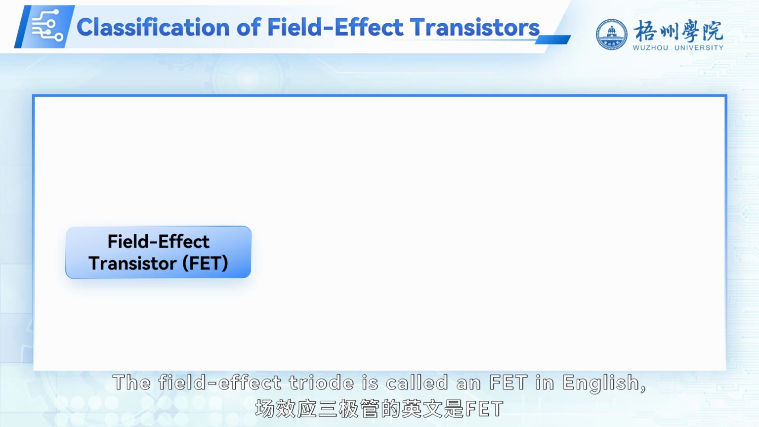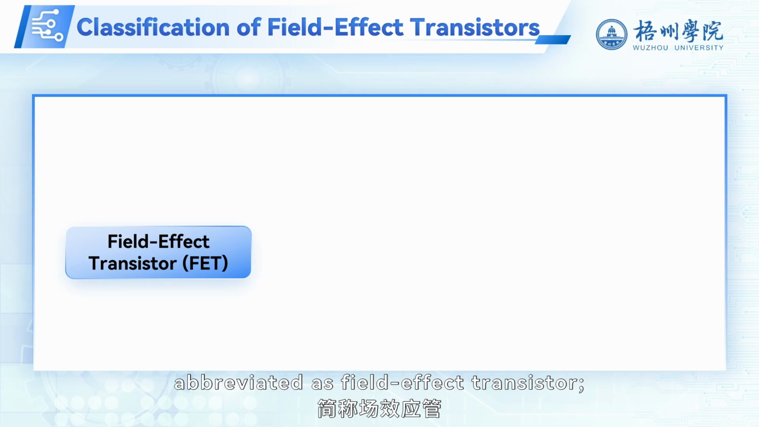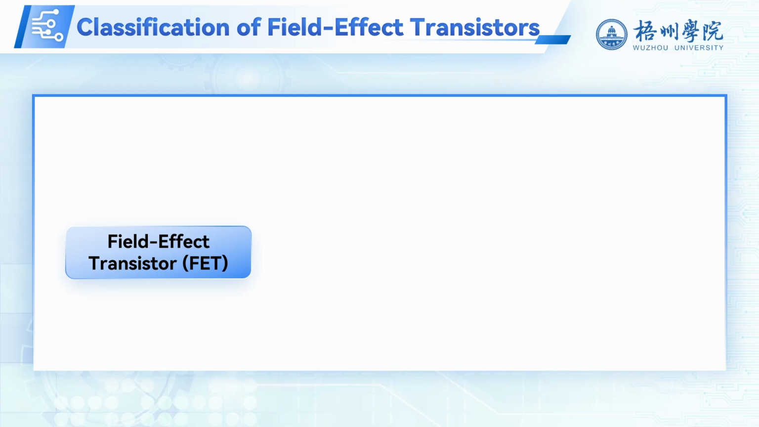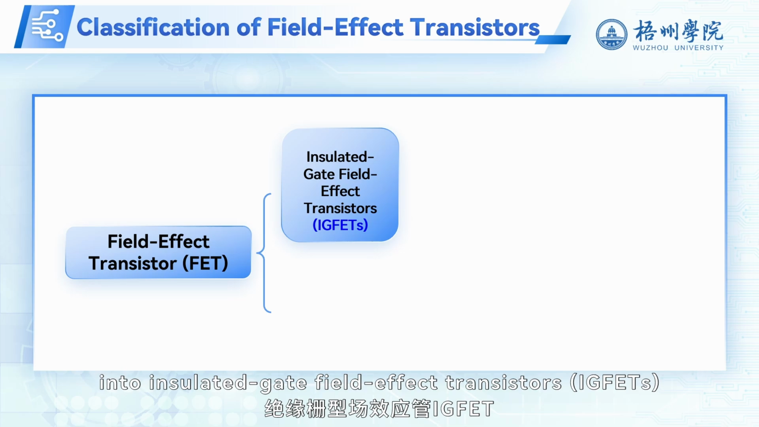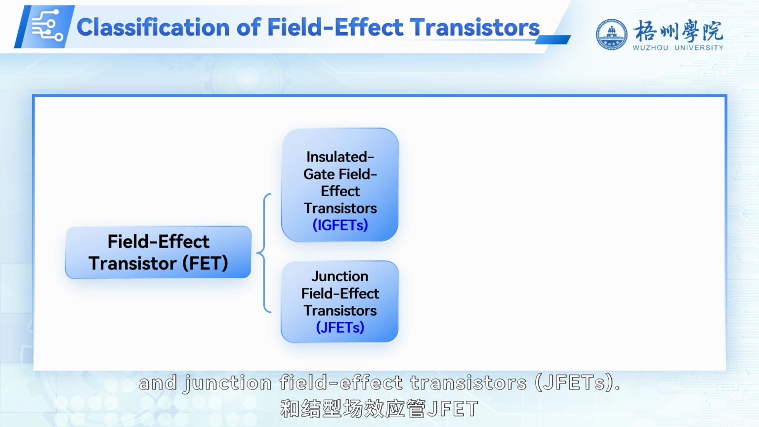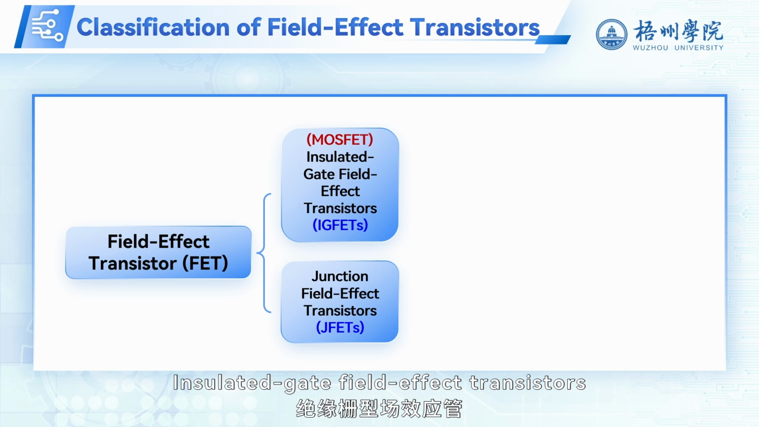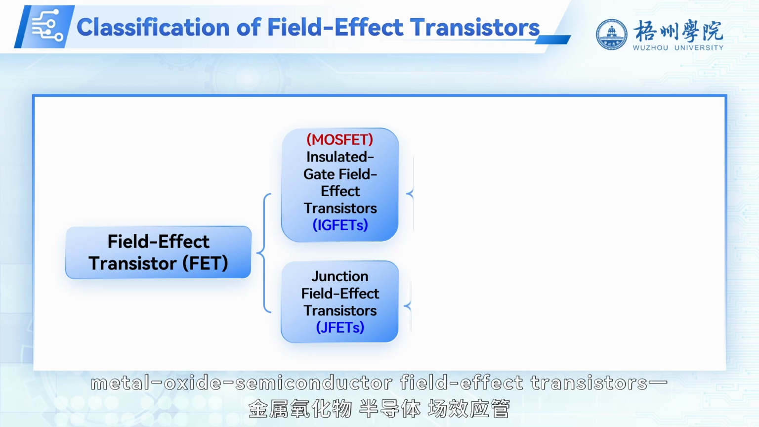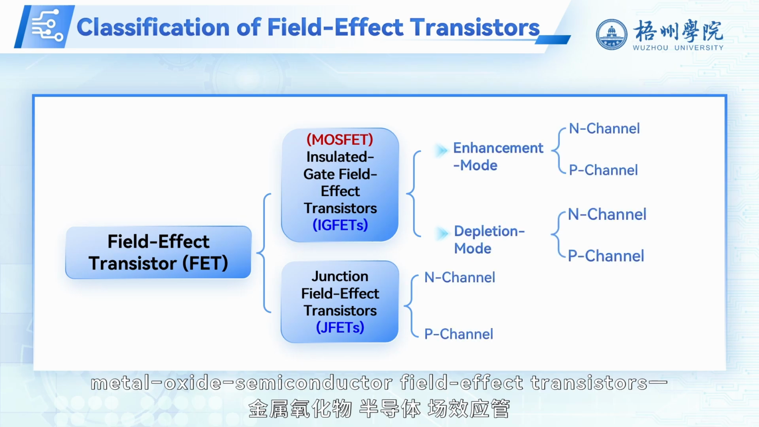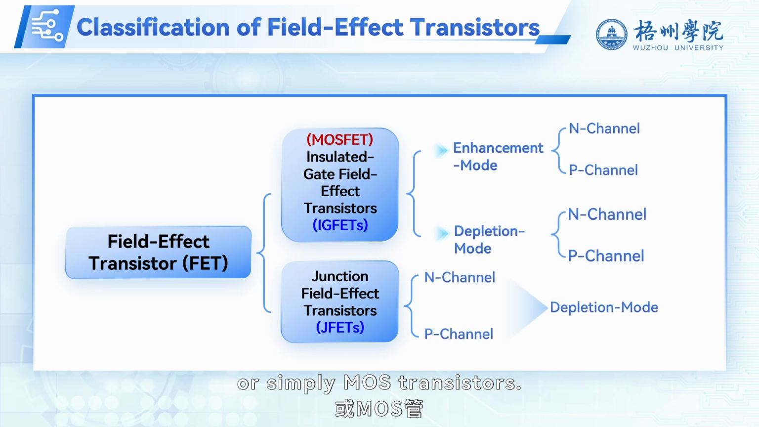The field effect triode is called an FET in English, abbreviated as field effect transistor. Structurally, it is divided into insulated gate field effect transistors (IGFETs) and junction field effect transistors (JFETs). Insulated gate field effect transistors are also called MOSFETs, metal oxide semiconductor field effect transistors, or simply MOS transistors.